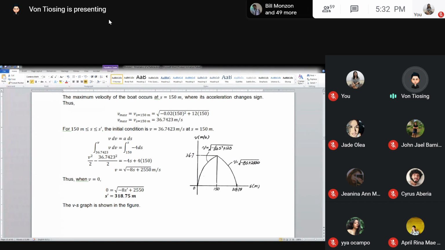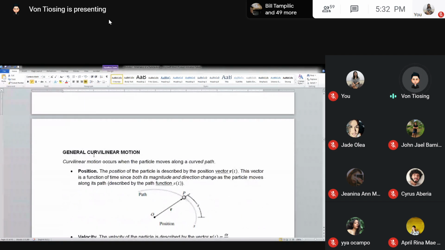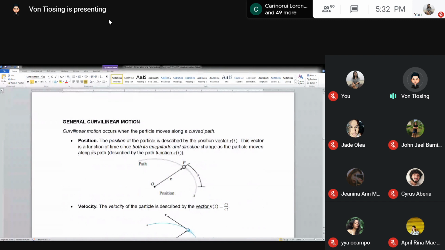So next one, since we're done sa mahabang part ng module 1, module 1 pa rin tayo. So we are now under curvilinear motion. Nung nakaraan, rectilinear motion tayo. When we say curvilinear motion, the particle is moving along a curved path.